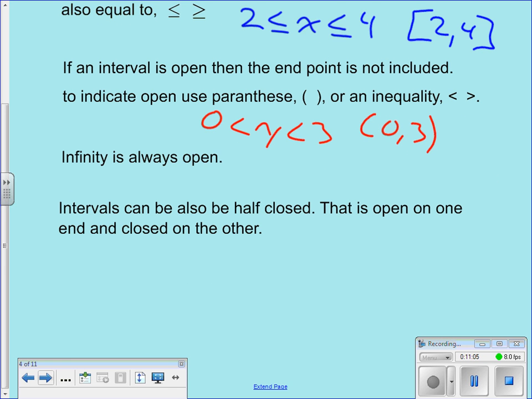Intervals can also be half closed. That is, open on one end and closed on the other. It's entirely possible one end is included and the other one's not. Okay. We're going to use an awful lot of interval notation in here. You have to be comfortable with it. You have to be able to go back and forth between these. You've got to know that they mean the same thing. Any questions so far?